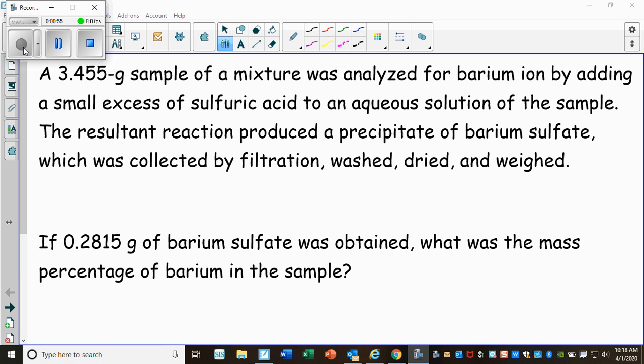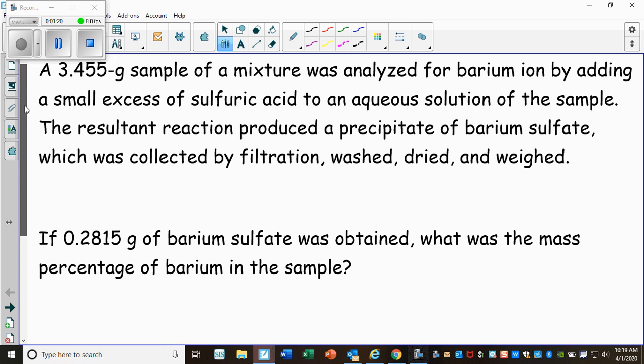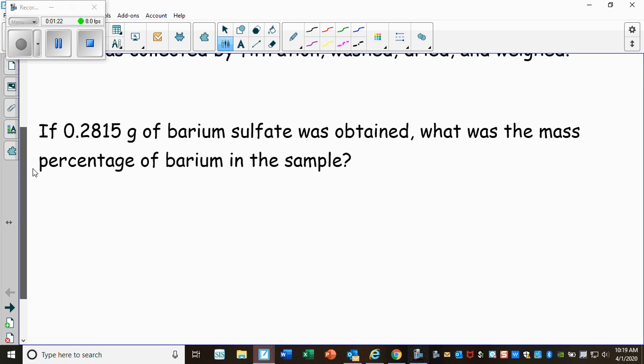So we care about the barium sulfate. You are told we've got 0.2815 grams of barium sulfate, but ultimately we want the mass percentage of the barium in the sample. So we want to look at the reaction that occurred here, try to work backwards and compare what we have to the actual thing. In this situation, we look at the general reaction, and we don't know what else was in the mixture. The barium was there, and then also other things that happened to be soluble.